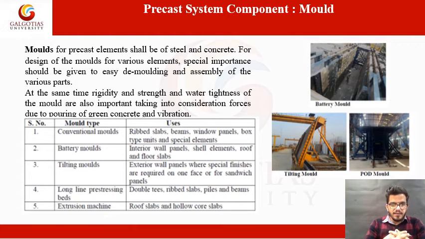We have long line prestressing beds for the construction of double T's, ribbed slabs, piles and beams. And finally, we have an extrusion machine mold type that is used for the construction of roof slabs and hollow core slabs. So this is the typical use on the site for the construction of a precast system. There is a typical mold type that is used for the construction of each component.